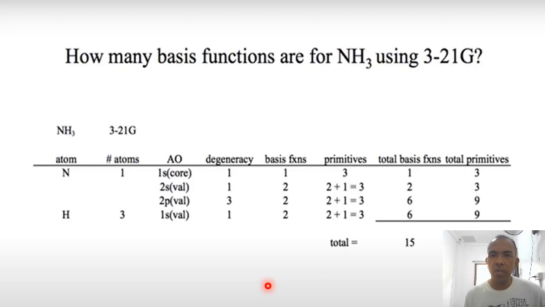How many primitives are there? The core orbital has three primitives. Again, for nitrogen, this is 3-21G, and each of the valence orbitals is 2 plus 1, so the answer is actually 3 for every single one of the three cases.